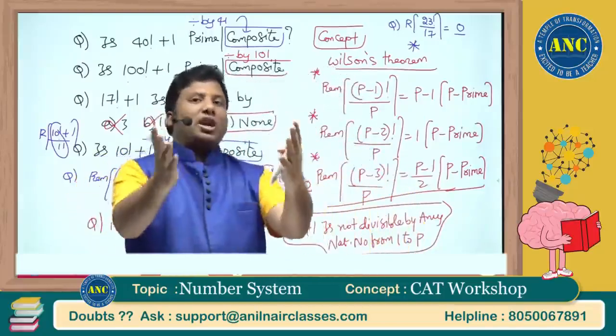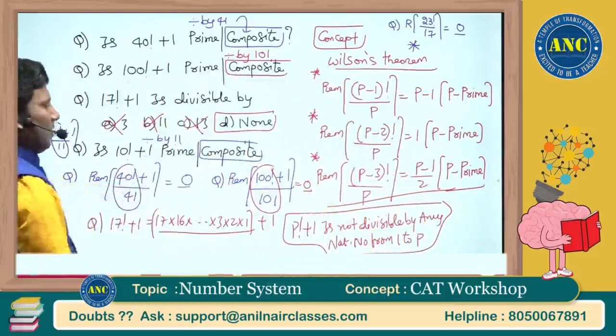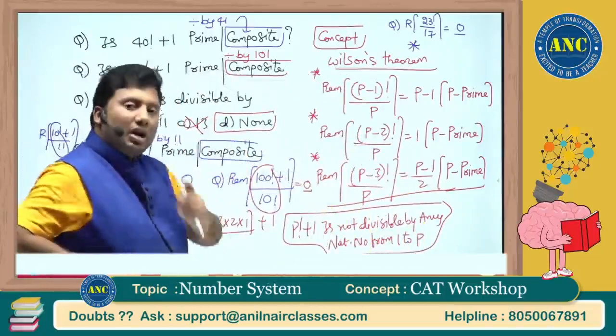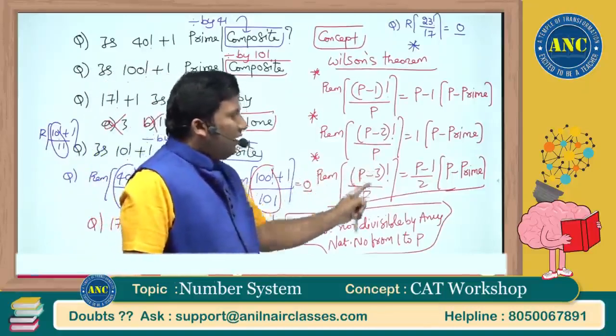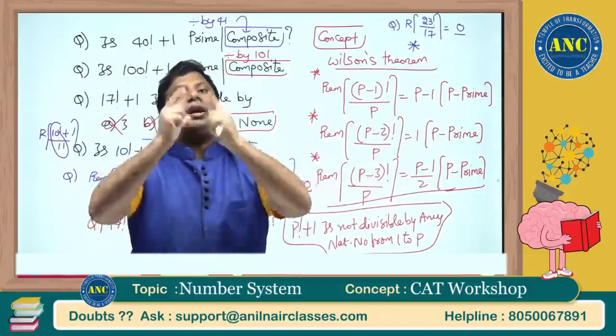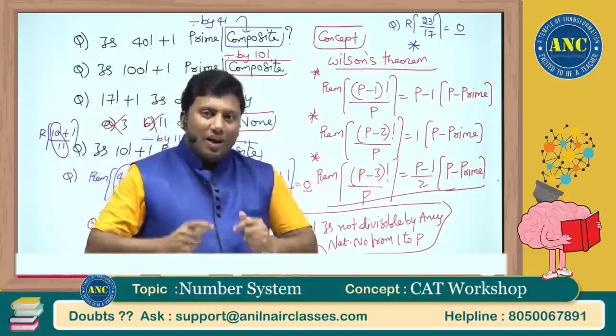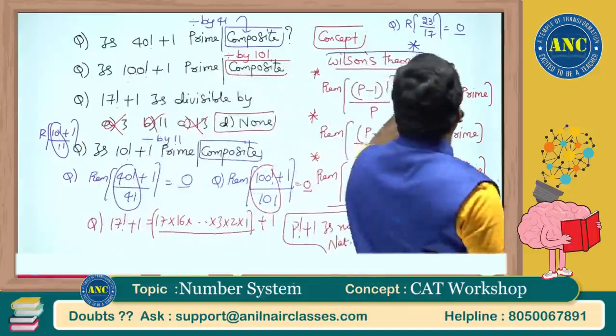But what if, instead of a factorial, it is a prime number? Wilson's theorem, the third one, is very important. Otherwise it will take a lot of steps. P minus 3 factorial divided by P. Please make a note: whenever a factorial is in the numerator and it is divided by a prime number, you have to use Wilson's theorem.